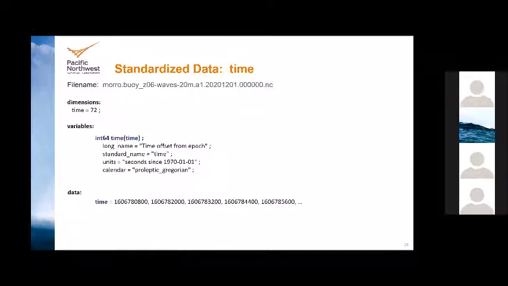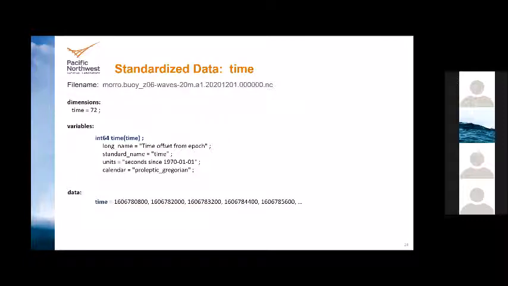Next slide, please. Okay, so this is the standardized data. I'm not going to talk about the pipeline too much, because this is more about the raw data to standardized data. Our time variable is the primary dimension of this data set. It is one-dimensional, and each row represents a single measurement at a single point in time.